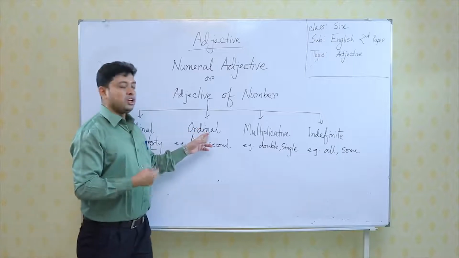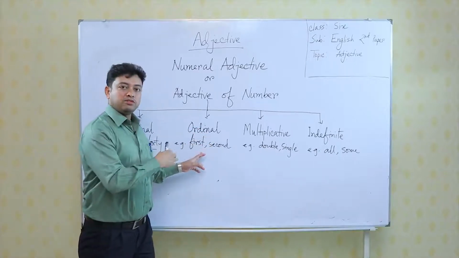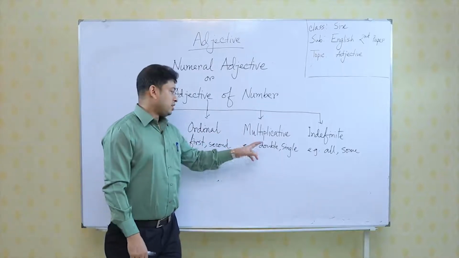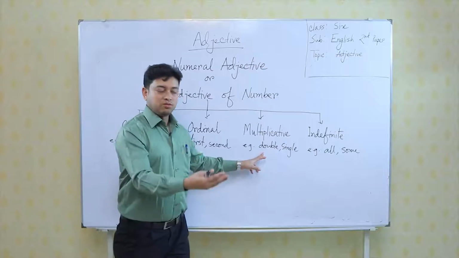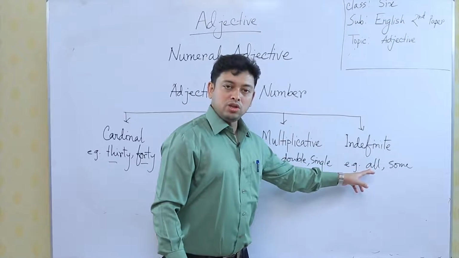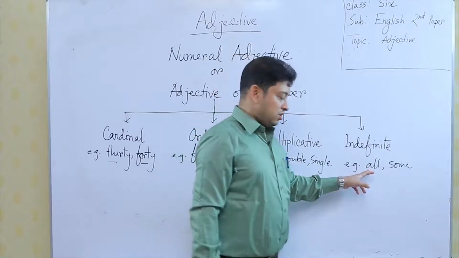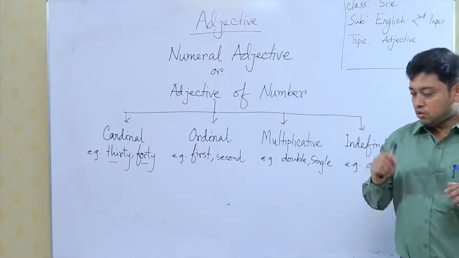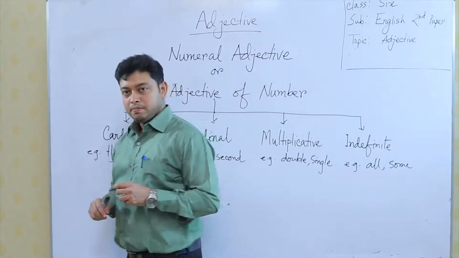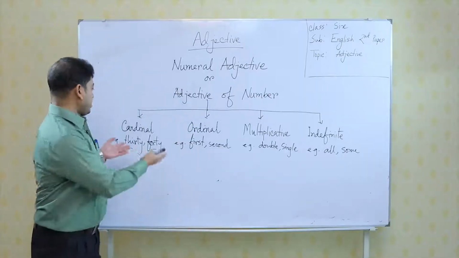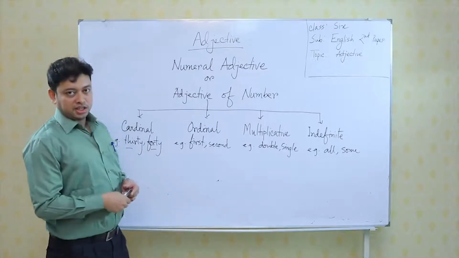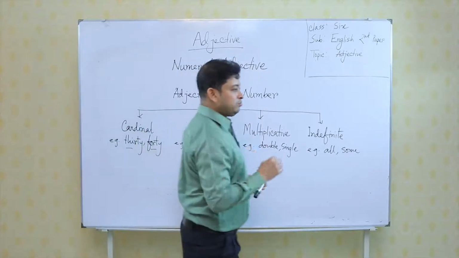Likewise, ordinal, when first is used and if it is qualifying another noun, it becomes ordinal. When we talk about multiplicative, double, when it qualifies another noun, it becomes multiplicative. When all is qualifying another noun, it becomes indefinite numeral. So, the question is, when in the exam any word or any example is given and we are getting these words like 30, 40, first or second or double, single, and it is qualifying another noun, what kind of name should we write?